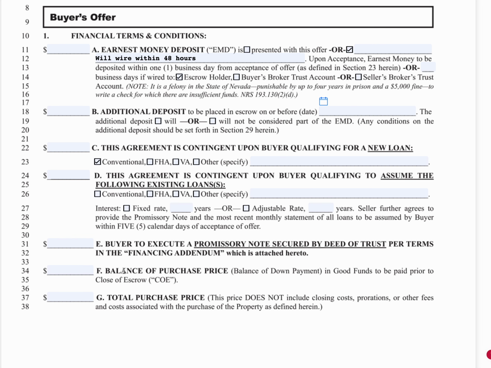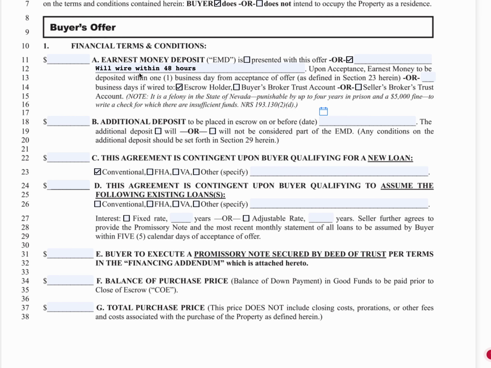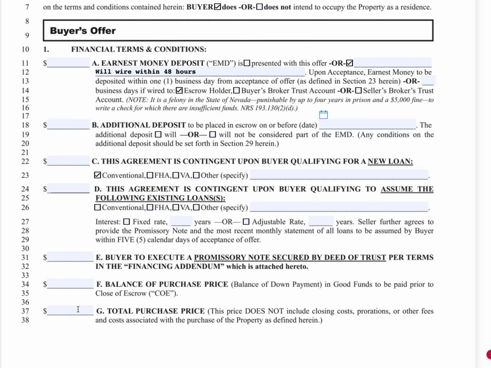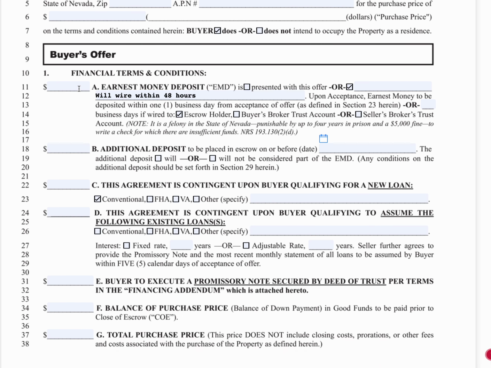If you are getting any assistance money from the government, that's going to be here, minus that assistance money there. The total purchase price is here. So basically, if you add up this money and then this money, this should be the grand total, which is then the same as here. So it's basically this plus this equals this amount, which again should equal this amount.